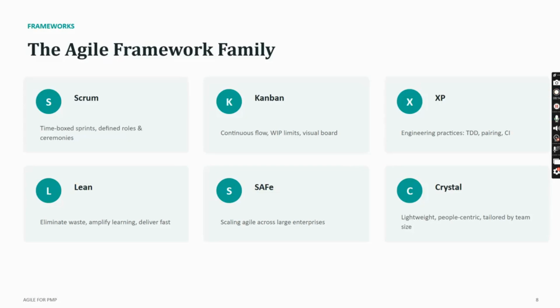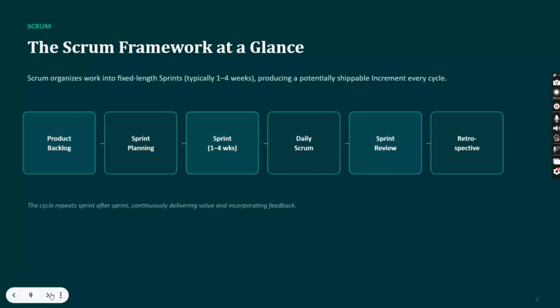Then Lean. Lean is basically for eliminating waste, amplifying learning, and delivering fast. SAFe is scaling agile across large enterprises, and Crystal is lightweight, people-centric, and tailored by team size. Remember these definitions alone so that in the exam it will be so easy for you to classify.